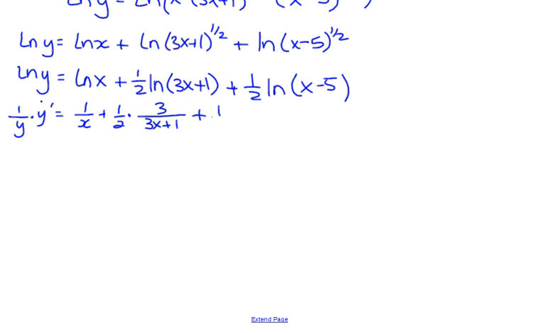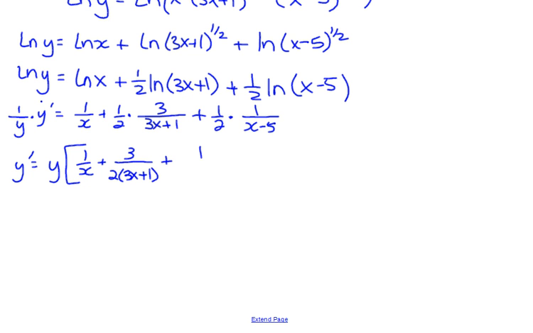Plus, we have a 1/2 in front, times, what's the derivative of natural log of x minus 5? And what's the derivative of the inside there? 1. Okay. So now we move the y over. So y prime is equal to y times 1 over x plus, you can write this as 3 over 2 times 3x plus 1 plus 1 over 2 times x minus 5. Done. It's not so bad.